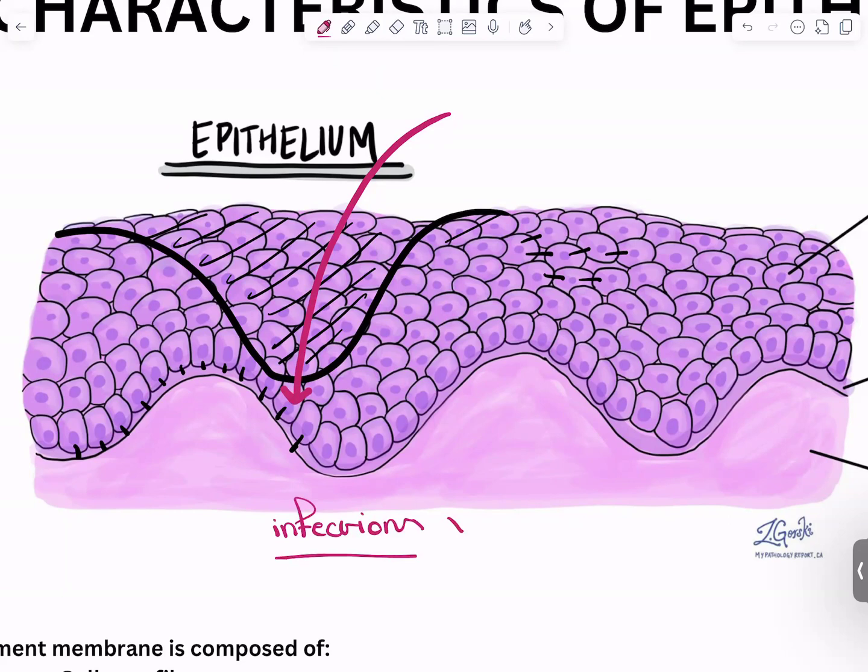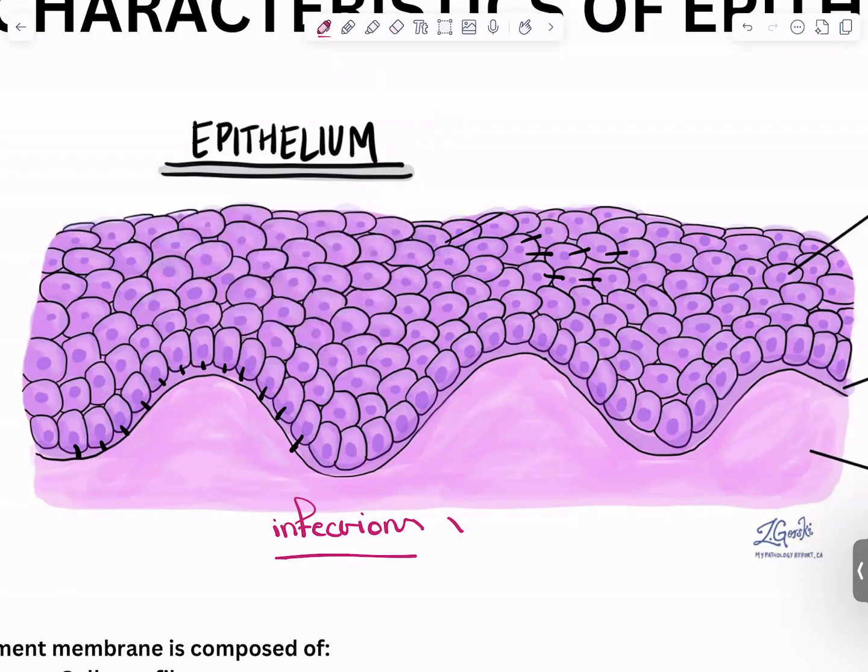But you can see many layers of cells. In the normal condition, the bacteria, most of the time, cannot pass through the layers of cells. Why? Because bacteria must move between the cells.